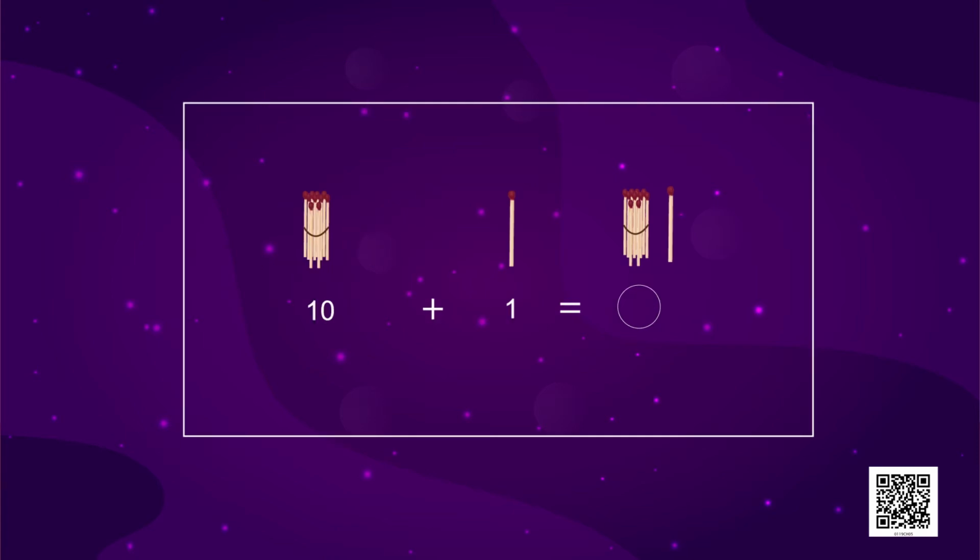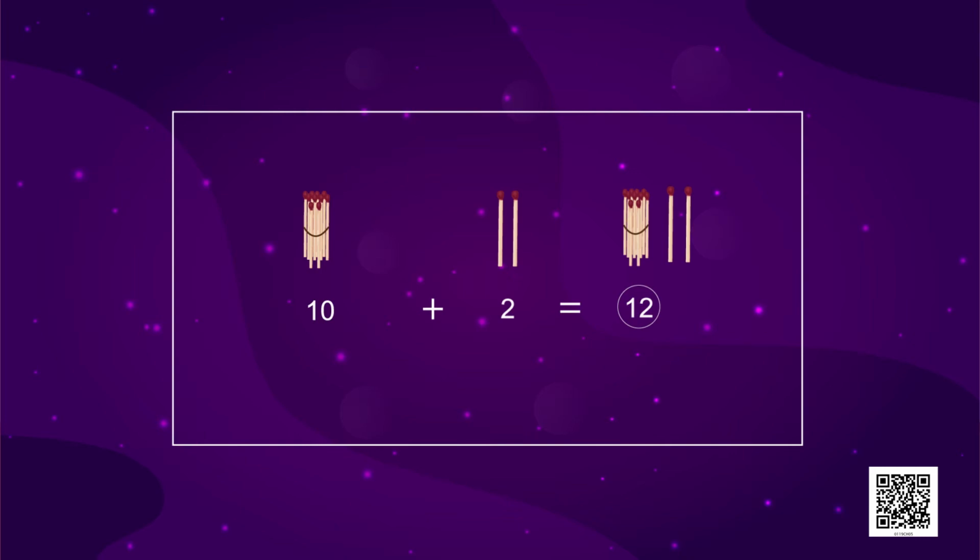A 10 and one more matchstick. So that means 10 plus 1. This will make 11. Here is an empty space. So we should write 11 here. Next we have a 10 and 2 matchsticks. So 10 plus 2 is 12. We may call the loose sticks as ones. Thus, 1 10 and 2 ones is equal to 12. And then 1 10 and 3 ones. So that's 13.